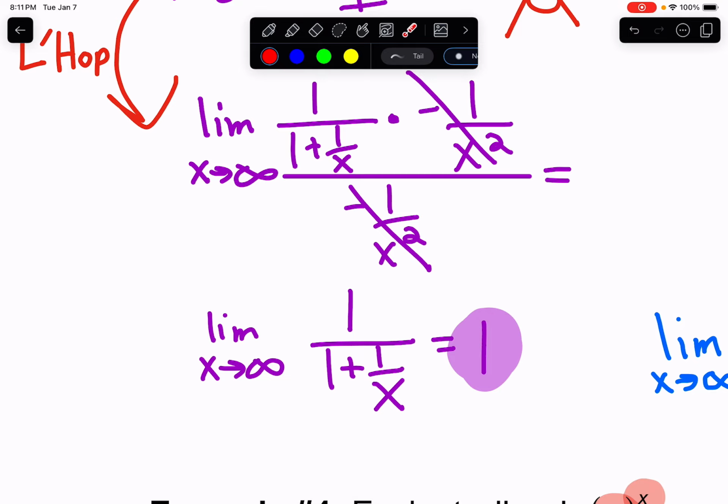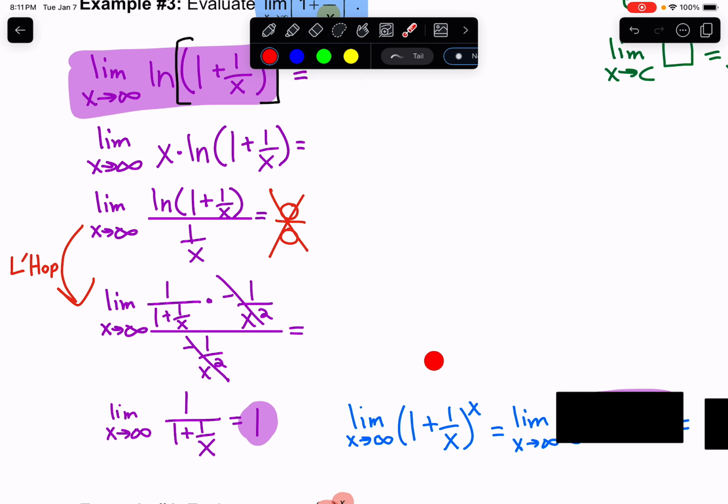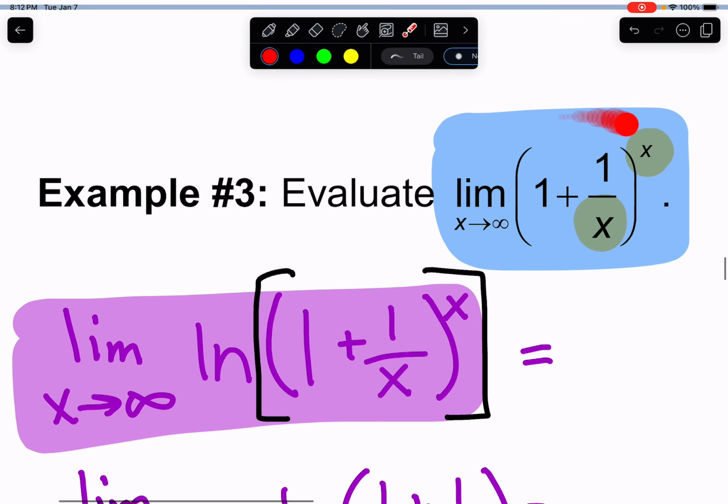Now, remember, I just solved a limit I was not asked to solve. I did not evaluate the limit I was asked to evaluate. I found a completely different limit. But here's what I can do now.